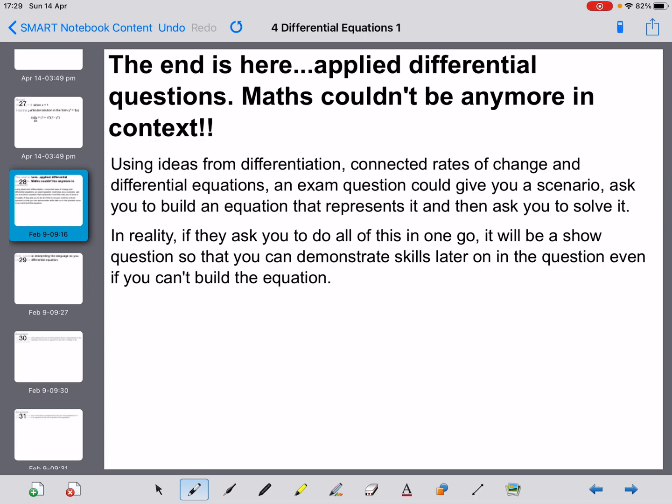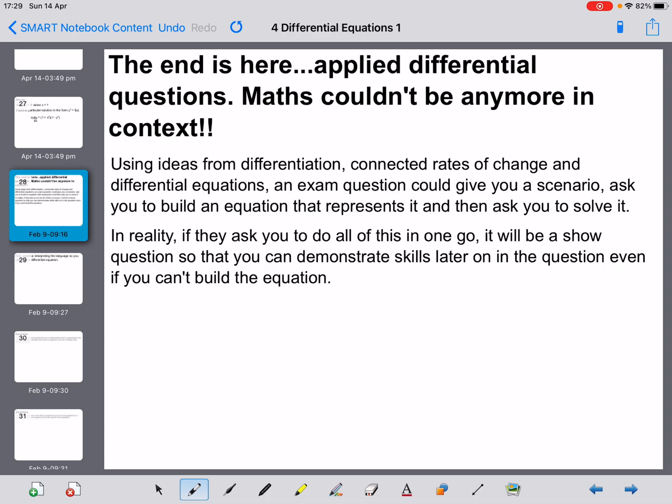This is everything coming together, all the skills that you've done with integration coming together in some contextual questions. It uses ideas from differentiation. It uses things that we did on connected rates of change. If you remember doing that, where we use the chain rule in a context, that comes into it. Proportionality. So there's a lot that it involves.